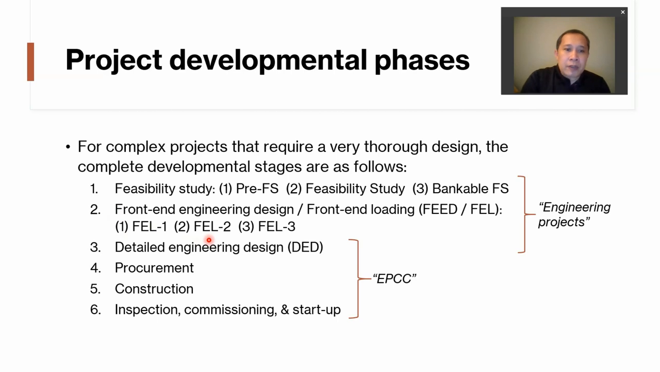Step number 3 is detailed engineering design, or DED. Steps 1 to 3 are also frequently classified as, quote-unquote, engineering projects. So when chemical engineers say, oh, this is an engineering project, they will refer to these steps. Then the next step is procurement, meaning we purchase the equipment to build the chemical processing plant that we want to build. Construction, as the name implies, is the step where we build the plant. And lastly, inspection, commissioning, and startup. These last 4 steps are collectively called EPCC: engineering, procurement, construction, and commissioning.